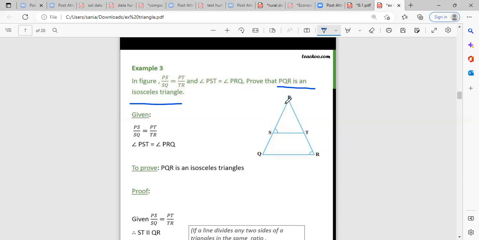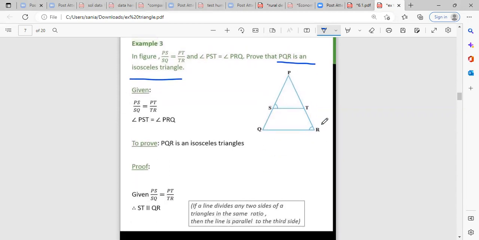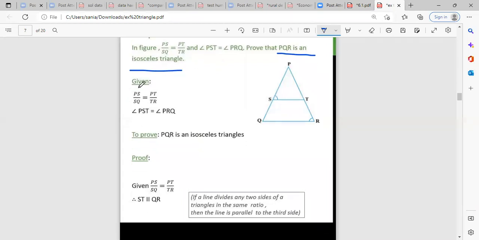So if you prove that PQ is equal to PR, that will be fine, or you can prove these two sides are equal, then you can prove it is an isosceles triangle. Whenever they ask you to prove any triangle, you should know the property of an isosceles triangle: two sides are equal. So given is this ratio, and also the angle. Now you have to prove that it is an isosceles triangle.